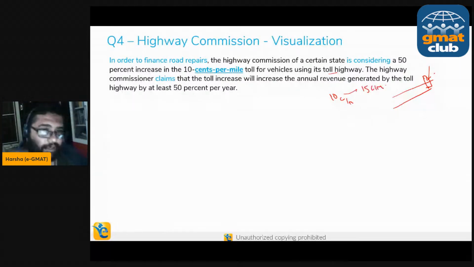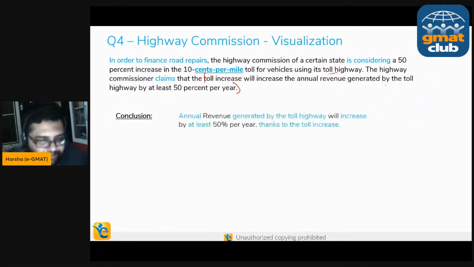The highway commissioner claims, so this is the claim, this is the conclusion here, that the toll increase will increase the annual revenue generated by the toll highway by at least 50% per year. Per year, so annual. So what exactly is the conclusion here? I'm sure none of you had any problems figuring out what is the conclusion. Essentially, the annual revenue generated by the toll highway is going to increase by at least 50% per year thanks to the toll increase. Now, there are so many small aspects that you have to understand here.